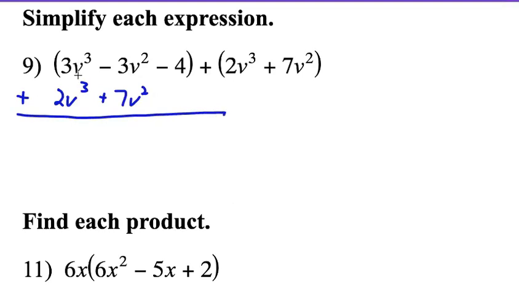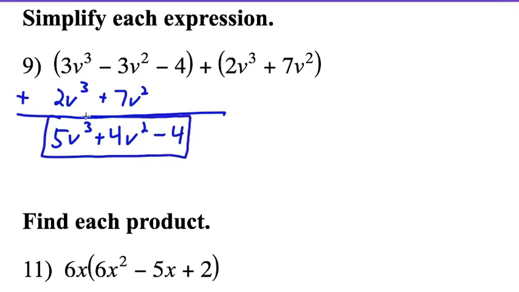So I'll start with my v cubed. We start with 3v cubed, and we add 2 more v cubes. So now we have 5v cubed. Here we have 3 negative v squared, but we're adding 7 positive v squareds. So now we have 4v squared, because 7 minus 3 equals 4. And then this minus 4 just tags along. And there are no more like terms to combine, so we're done.